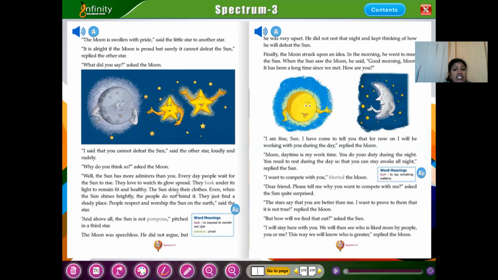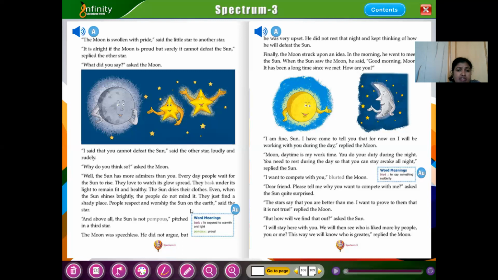The sun also dries their clothes because of its heat. Even when the sun shines brightly, the people do not mind it. They just find a shady place, isn't it, children? We want sunlight, and if the sunlight is brighter, we do not mind. Simply, we find shady places, isn't it, children?